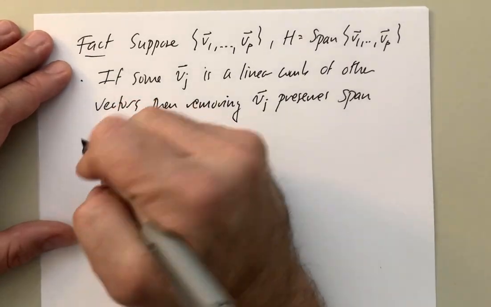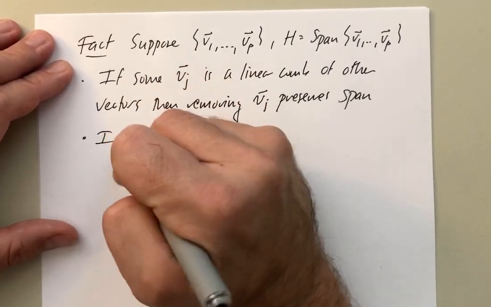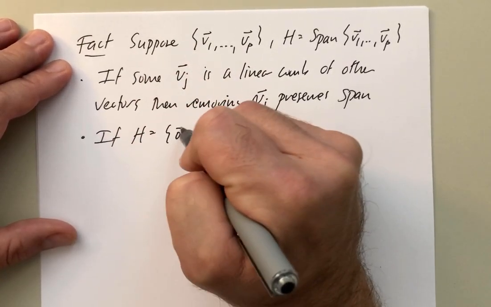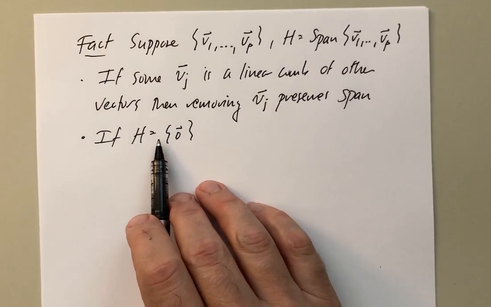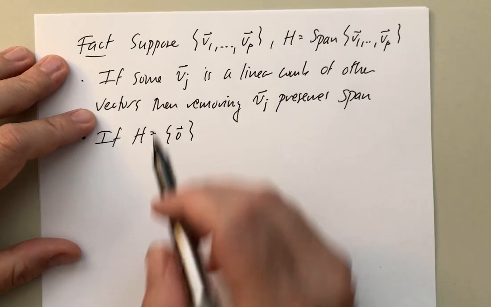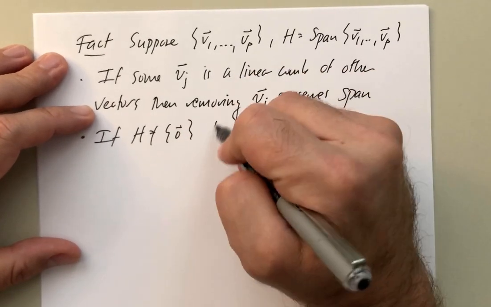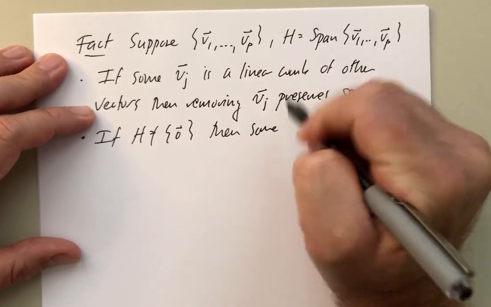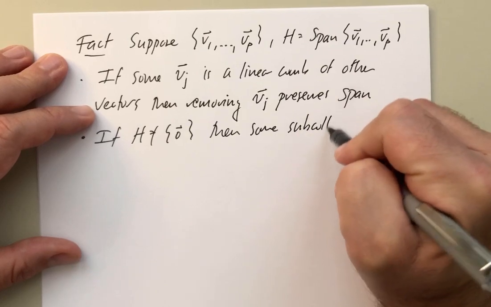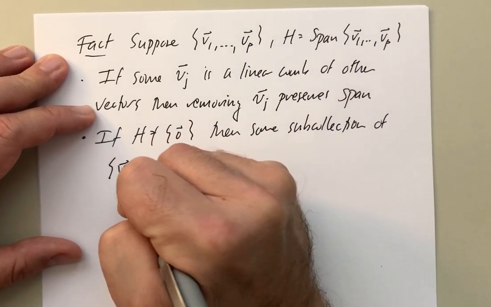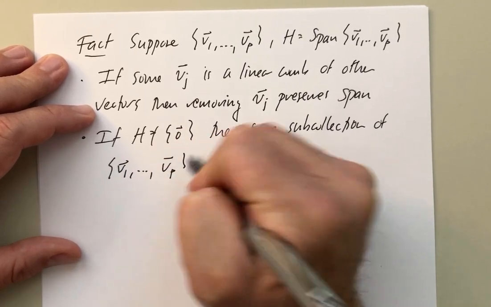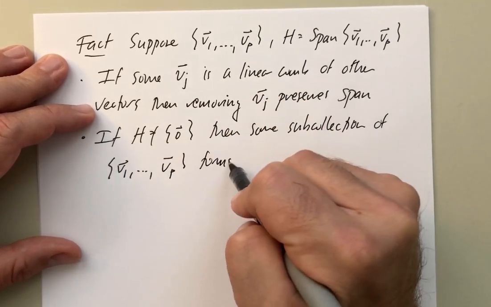That's the first fact. And then the other fact is kind of related. As long as H is not the zero vector itself, so remember, one example of a subspace is just the zero vector itself, but as long as we don't have that, then some subcollection of that set you gave me, V1 through Vp, forms a basis.